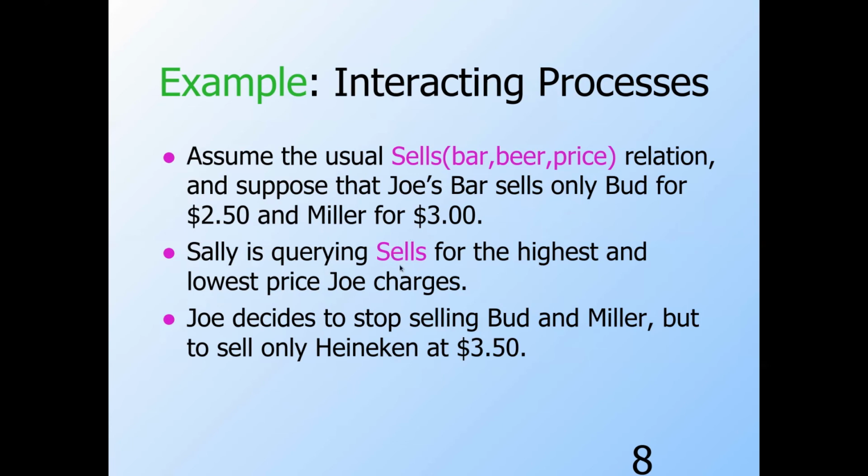But Joe decides to stop selling Bud and Miller, and will only sell Heineken at $3.50. So there are two transactions here. There's the initial state of the tables, in which Joe's is selling Bud for $2.50 and Miller for $3. Sally wants to know the highest and lowest prices that Joe charges. But then Joe is also going to stop selling both Bud and Miller, and only sell Heineken at $3.50. All right, so let's look at how this can interact.